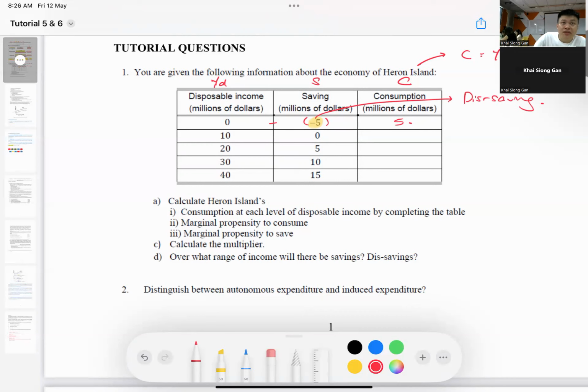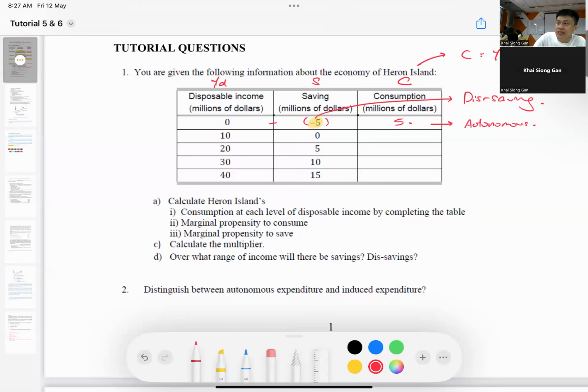So what happened here is that even when you earn nothing, when the disposable income is zero, you still have to pay for all this expenditure. So you have to take out money from your bank account in order to spend. That's why you saw a -5 over here. And this 5 million dollars over here, this 5, can also be called autonomous consumption. Okay, why is that so?